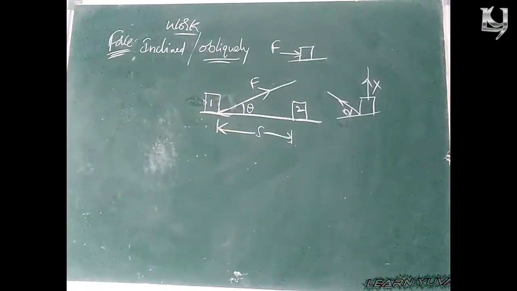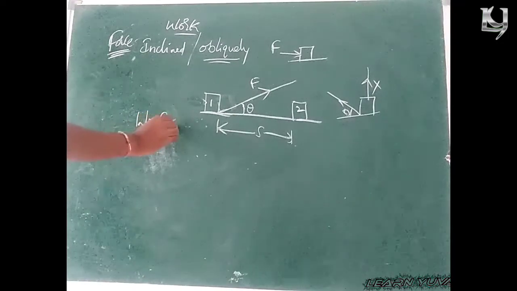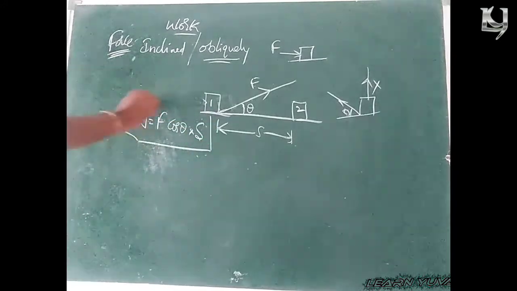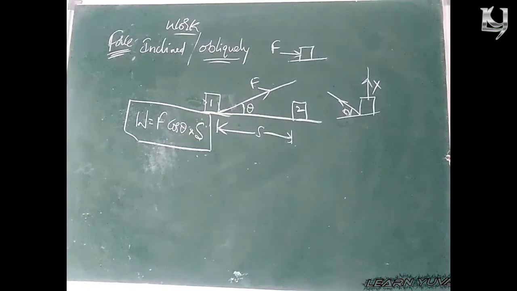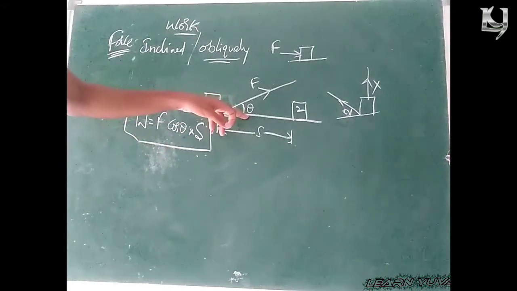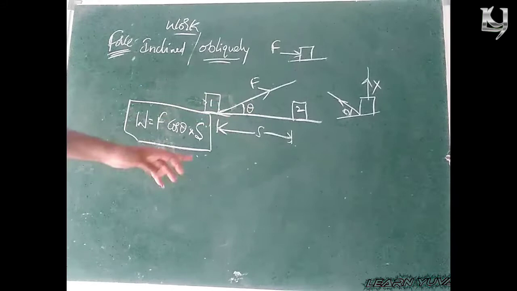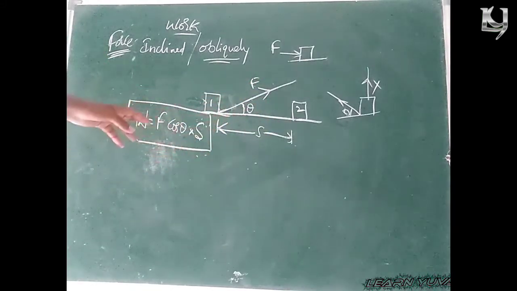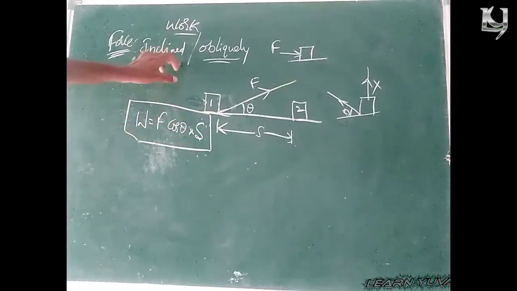So in this case, the work done is W equal to F cos theta into distance. W is equal to F cos theta, the cosine of the angle with which we are applying the force with the surface, into how much distance we move that object. So W is equal to F cos theta into S. This is the formula for the force which is acting inclined or obliquely.